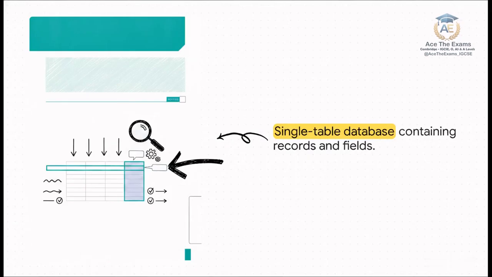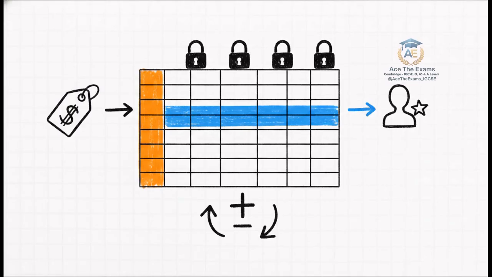Now, what's really interesting is how this looks visually. When we talk about a single table database, it literally means just that. The database contains only one table, kind of like a basic spreadsheet. But the terminology we use for the parts of this grid is incredibly specific. Here's your golden rule, so lock this in. Each record is a row in the table, and each field is a column. You've got to memorize that.